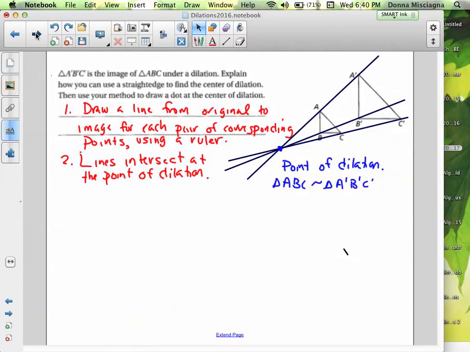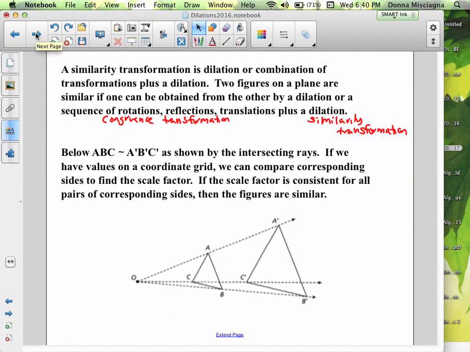Let's look at similarity transformations. So a similarity transformation is a dilation or combination of transformations plus a dilation. So two figures on a plane are similar if one can be obtained from the other by a dilation or a sequence of rotations, reflections, translations plus a dilation.